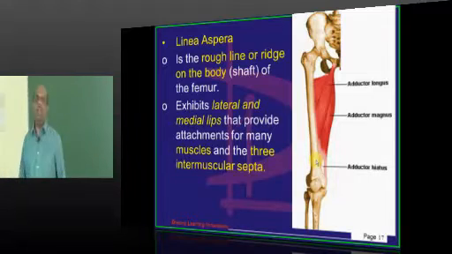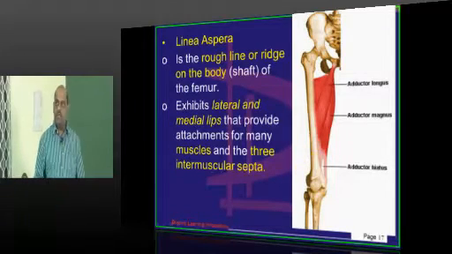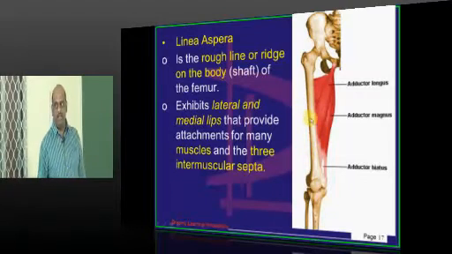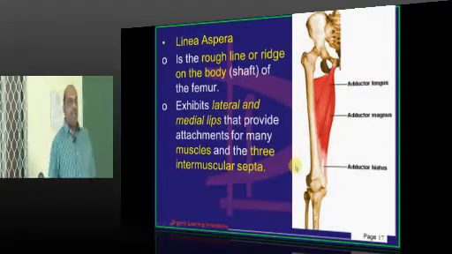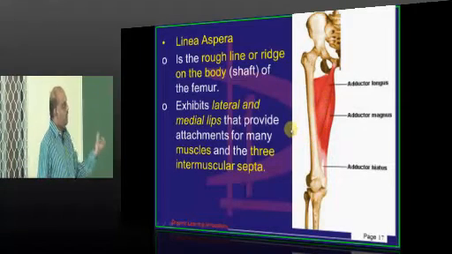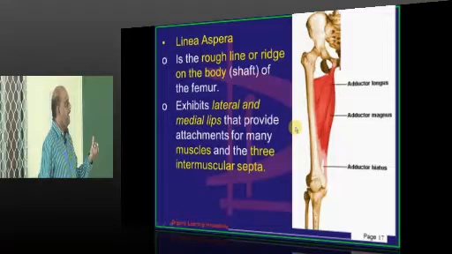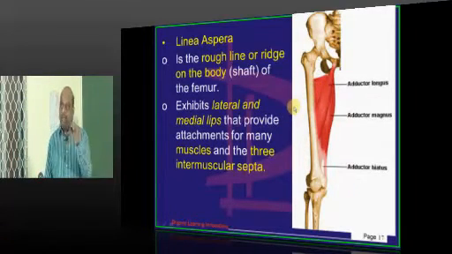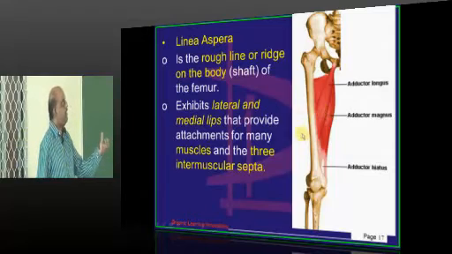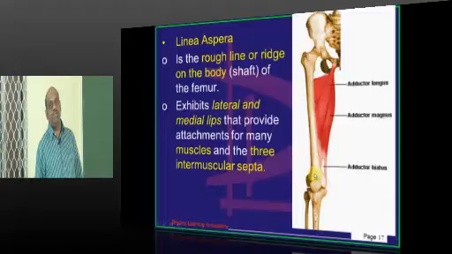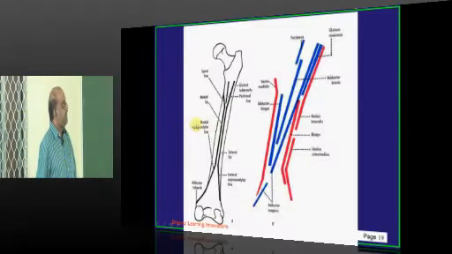Then comes the linea aspera. Typically it is a rough line or ridge on the body of the femur, that is the shaft of the femur. It has one lateral lip and a medial lip. A lot of muscles have an attachment, and even the intermuscular septum has an attachment, onto this long groove which is called the linea aspera.